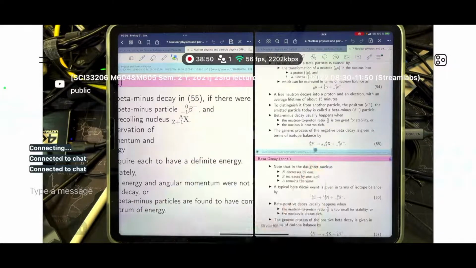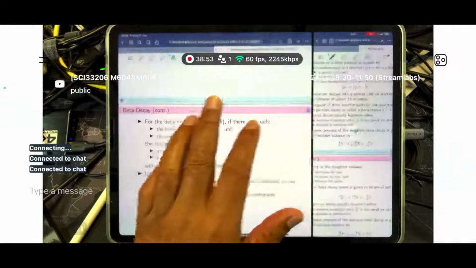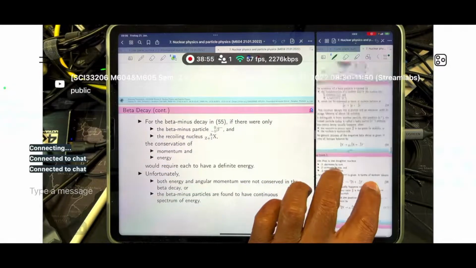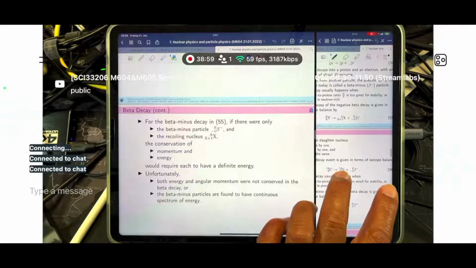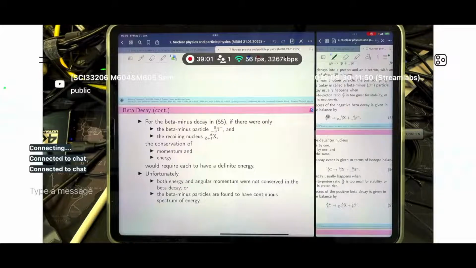In this process, a general form of the beta decay, there should be a missing particle on the right-hand side. We know the input at the starting side: the mother nucleus decomposes into another nucleus, one neutron is converted to a proton, and the electron is emitted from the nucleus.